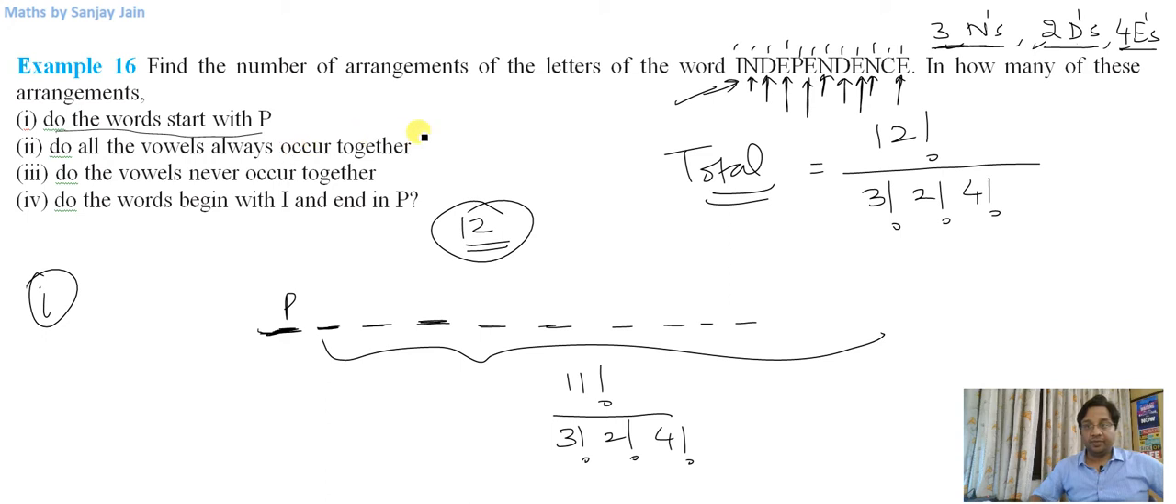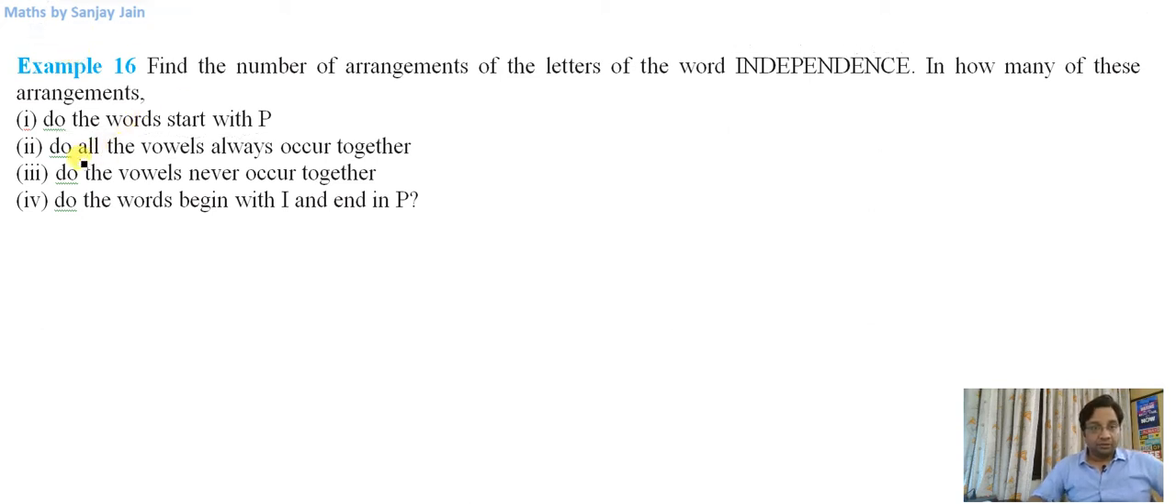Let us look at the second part. Let me make some space here, so we will do it here itself. Do all the vowels always occur together, right? So I have to make some arrangements when all the vowels occur together. What are the vowels? I, E, E, E and E. So there are 1, 2, 3, 4 E's and 1 I. So these are the vowels present, and all of these should be together.